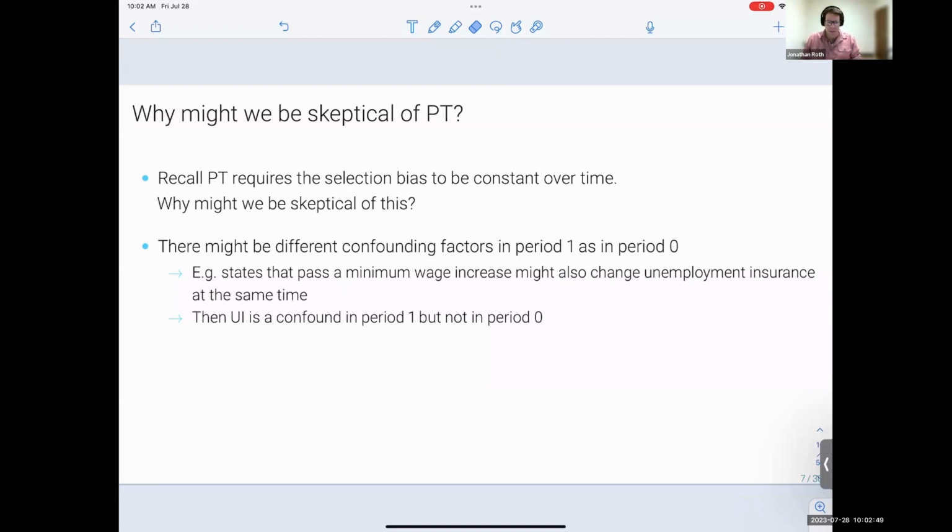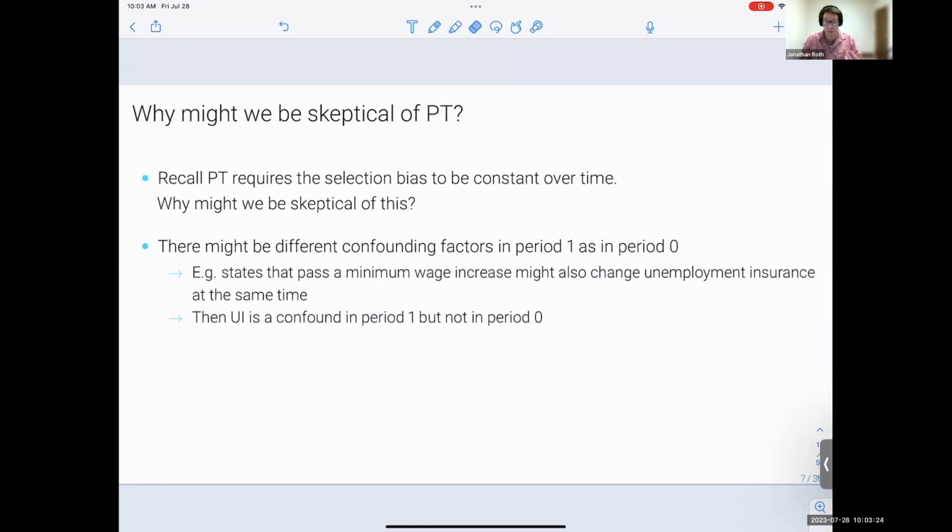And so it could be that the two states were relatively similar beforehand, so they didn't have much selection bias. But then afterwards, the states that pass the minimum wage also have different unemployment insurance. So there's a confounding factor that exists in the second period, this difference in unemployment insurance that wasn't there beforehand. So there may be some new confounding factors, particularly when states can pass multiple policies at the same time. So if there are other policies that are passed at the same time as the one that we care about.